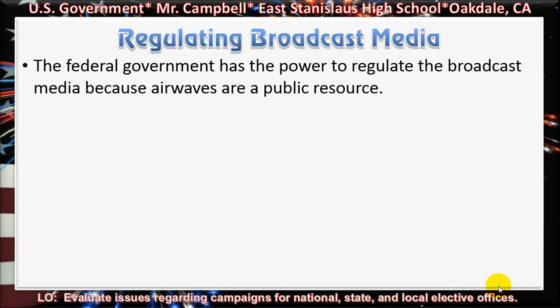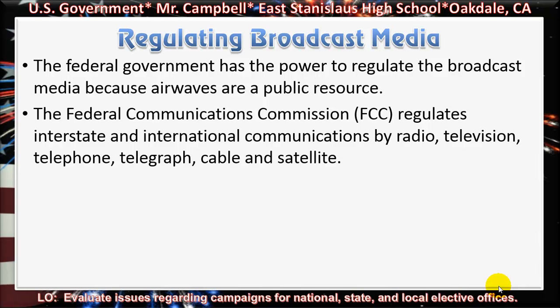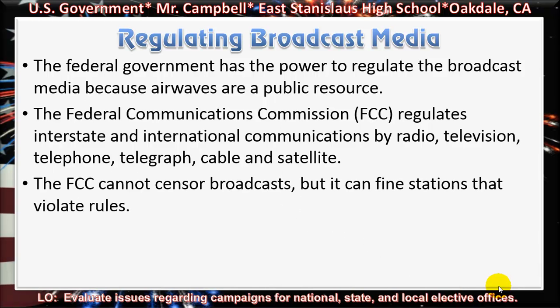Regulating broadcast media. The federal government has the power to regulate the broadcast media because airways are a public resource. The Federal Communications Commission, or FCC, regulates interstate and international communications by radio, television, telephone, telegraph, cable, and satellite. The FCC cannot censor broadcasts, but it can fine stations that violate rules.